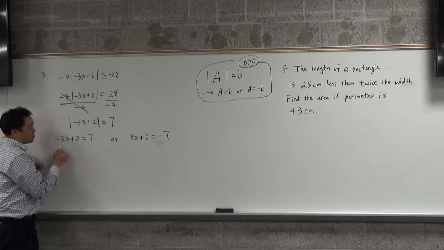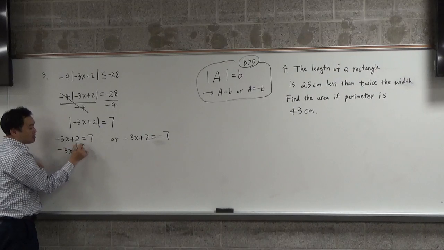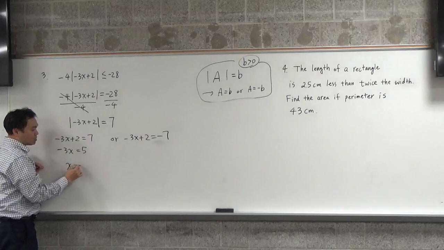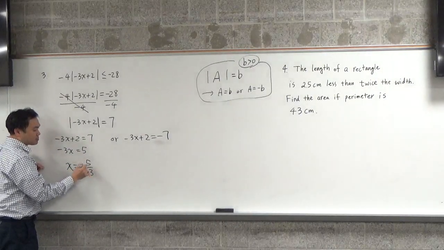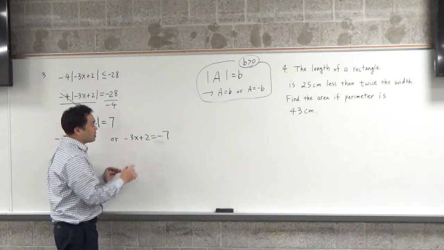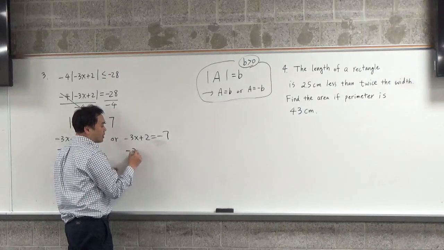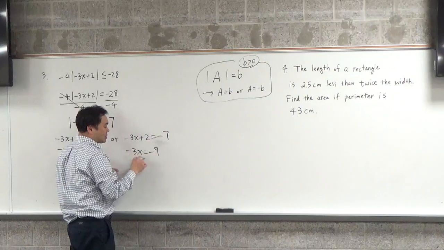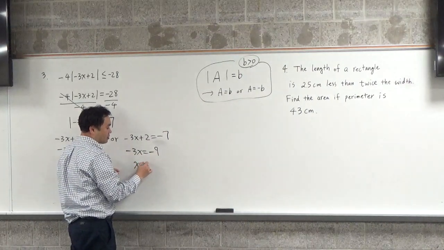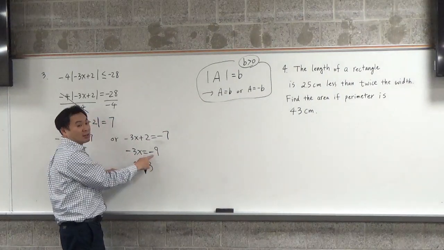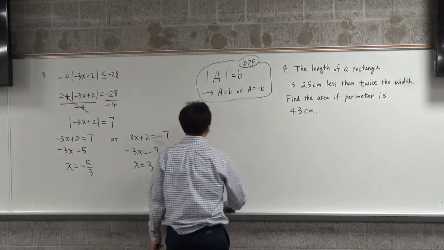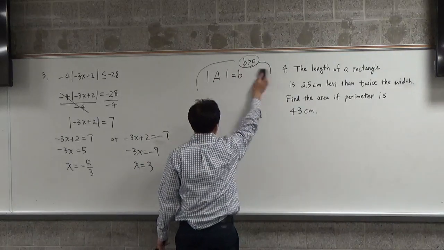So let's see, if you subtract 2 from both sides, you get 5 on the right. Divide by -3, you get x equals -5/3. On this side, if you subtract 2, -3x equals -7 minus 2, which is -9, and you divide by -3, you get x equals +3. Because negative cancels, and 9 divided by 3 is 3. Okay, so, good. We found the solution of the equation.